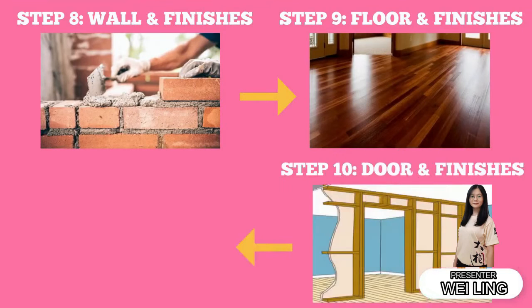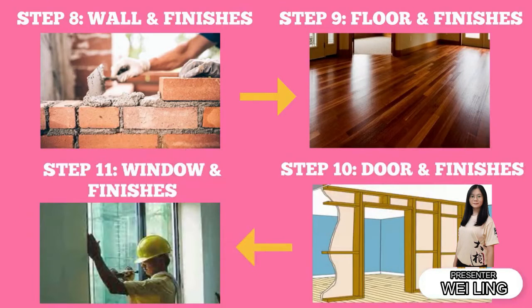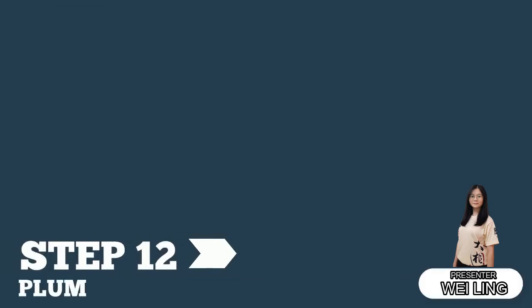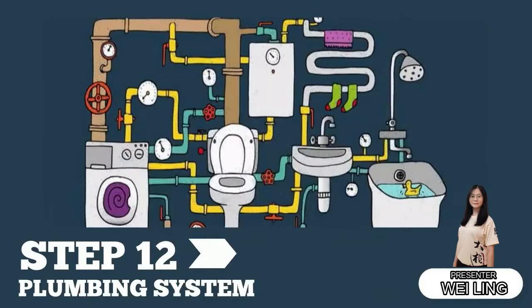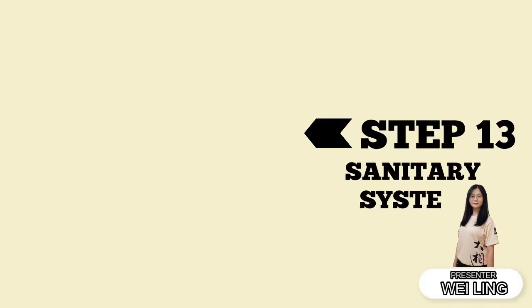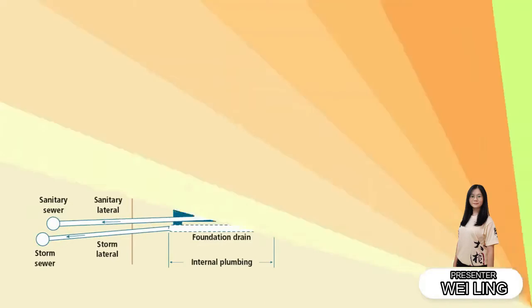Step 8. Wall and finishes. Step 9. Floor and finishes. Step 10. Door and finishes. Step 11. Window and finishes. Step 12. Plumbing system. Step 13. Sanitary system. Step 14. Electrical wiring system.